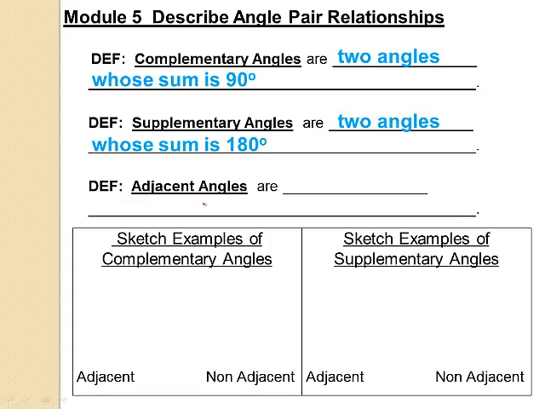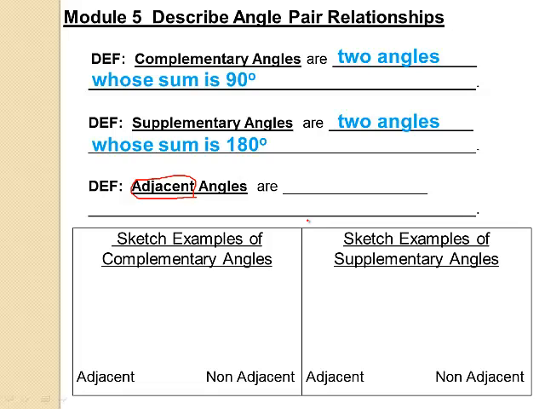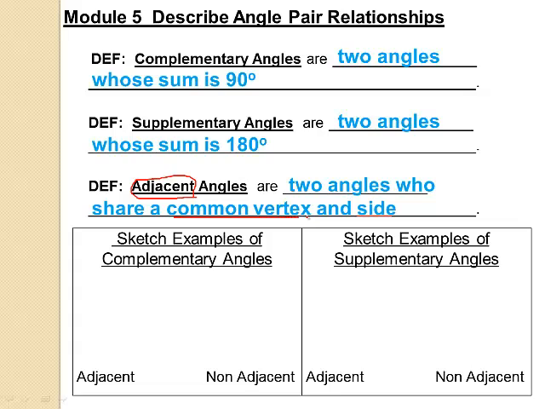When you have two adjacent angles, think of adjacent as being like the adjacent house or an adjacent student. All adjacent is a fancy name for is next to. So if two angles are next to each other, they are going to share a common vertex and side. That's the main thing, common vertex and side.